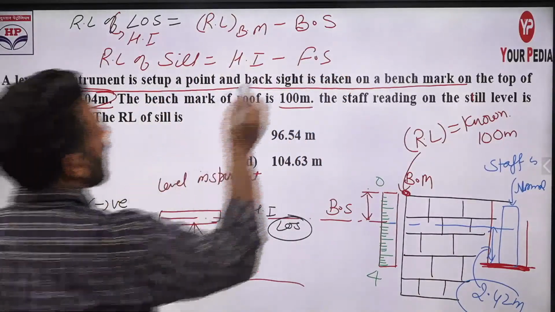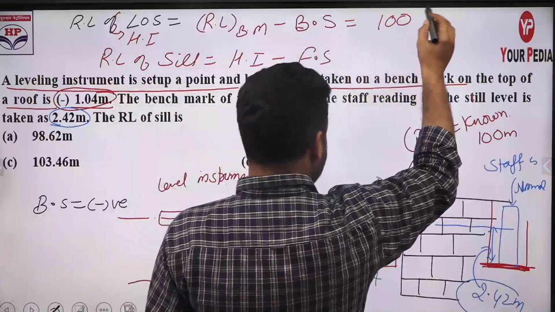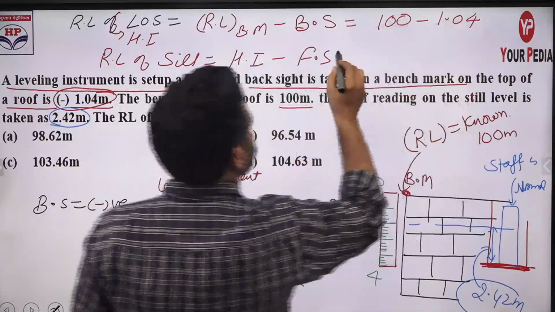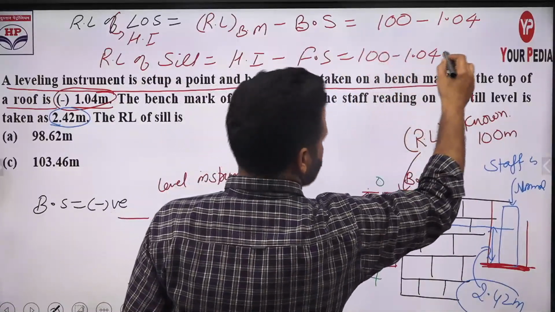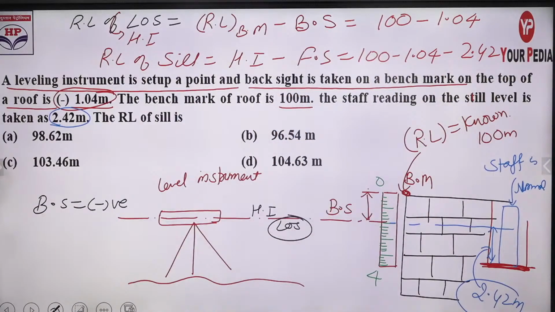So what will be the height of instrument? I am just putting the value. RL of benchmark is 100. This back side is given to us as 1.04. So you will get the answer here. I'm just writing it here. I'm not calculating it, just subtract 2.42. So let me know what will be the answer, guys.